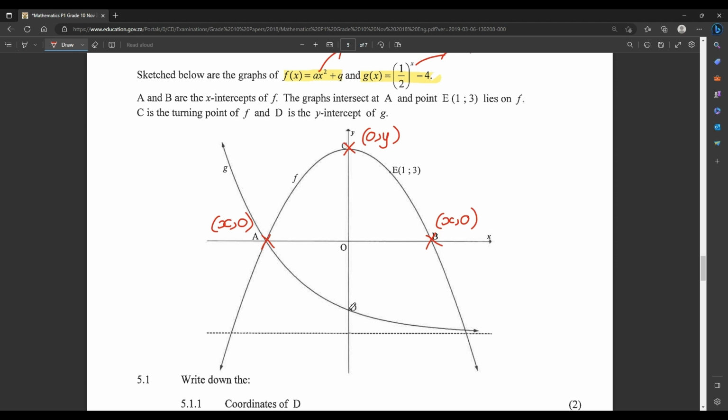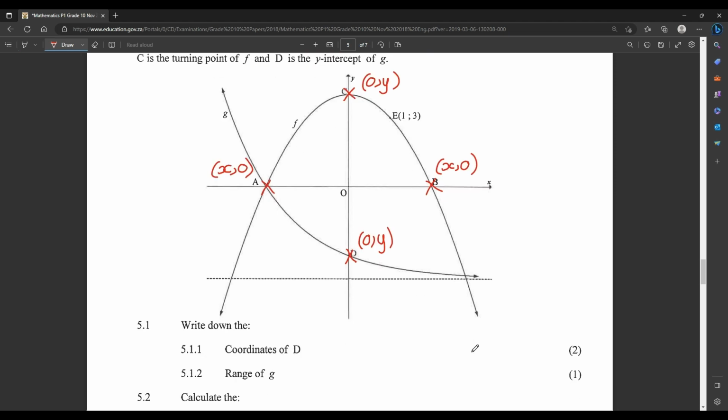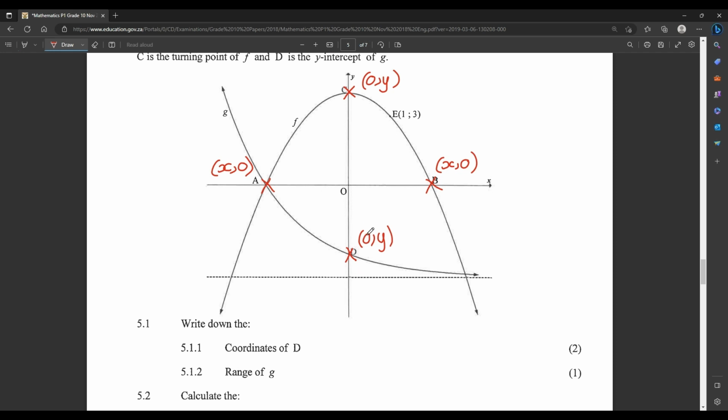And then D is the y-intercept of g. At the y-intercept, again, we know that x is 0, and we just have to work out what that y value is. The first question they ask is to write down the coordinates of D. Quite useful that we've already picked that out. We already know that the x is going to be 0, so it's going to be something like (0; ?), and then we're going to work out this y value.